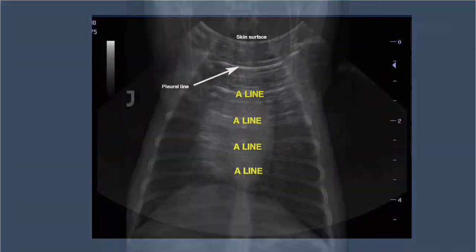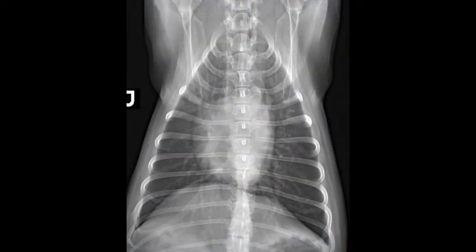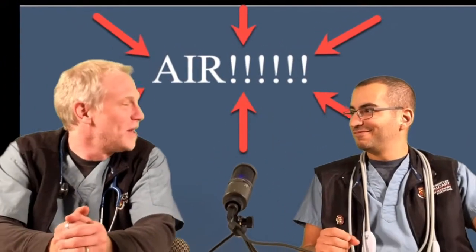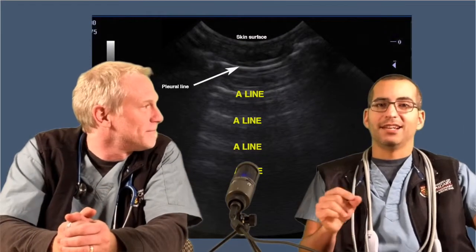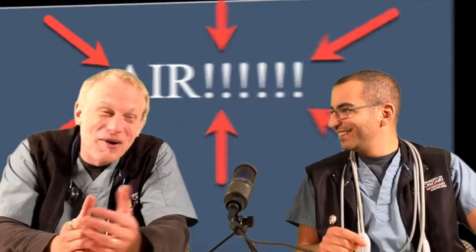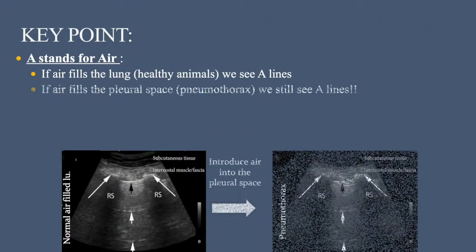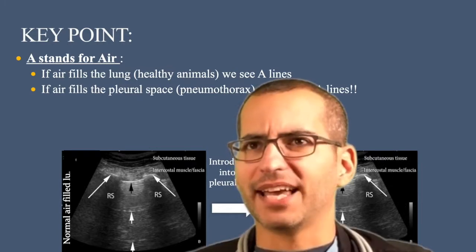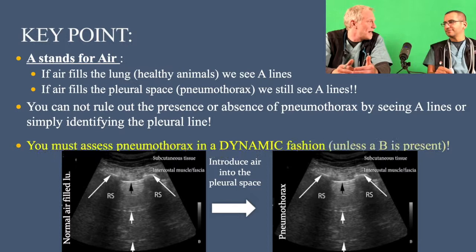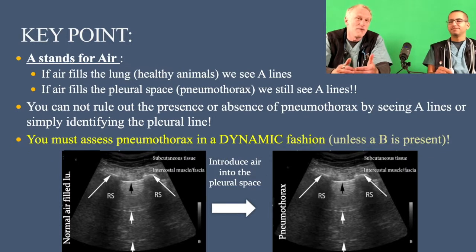And that's normal. What is normal in a healthy lung? What is present there? Air. So will you have A lines with a healthy lung? You will have A lines with healthy lungs. But let's suppose you have a pneumothorax. What's in the pleural space? Air. So will you have A lines with pneumothorax? I guess so, yeah. Okay, so this is a key concept. You cannot differentiate healthy from pneumothorax based on the presence of A lines.